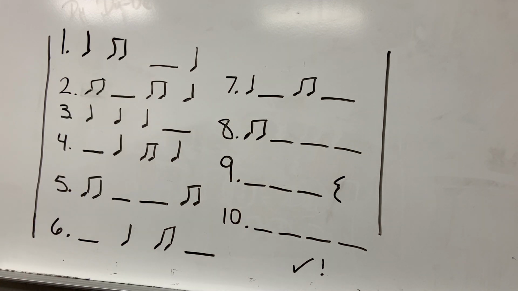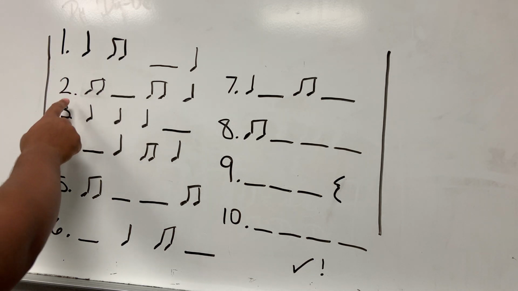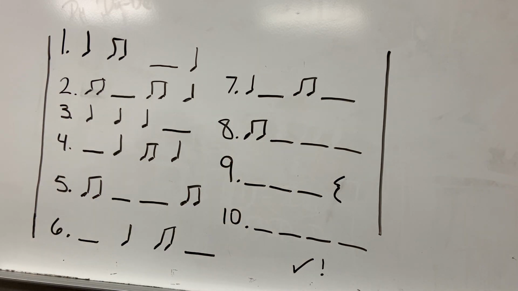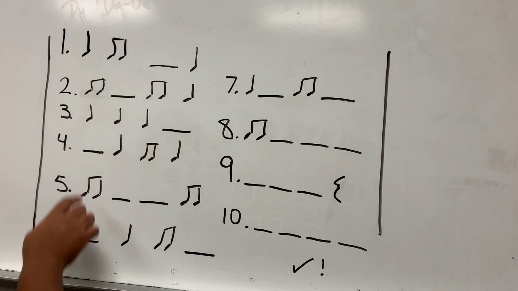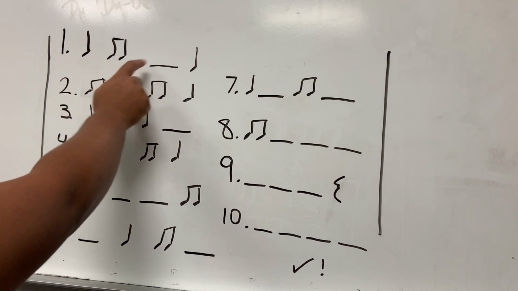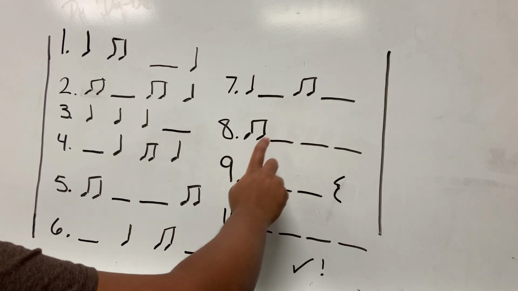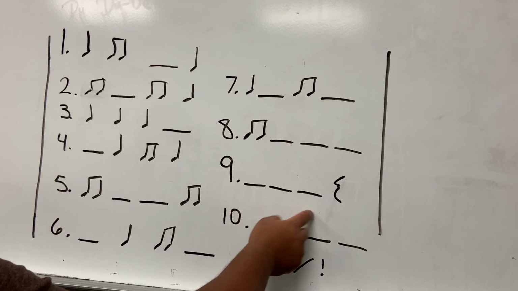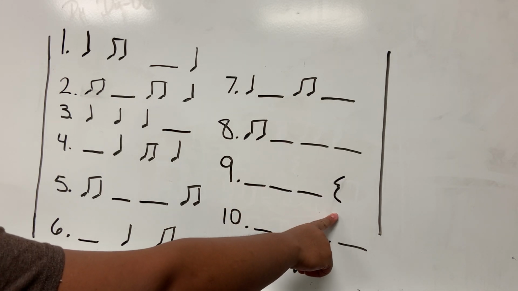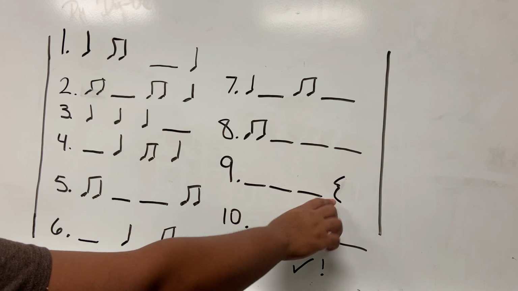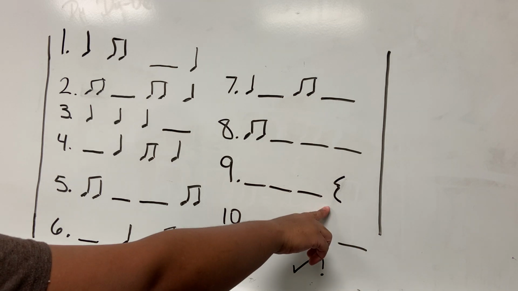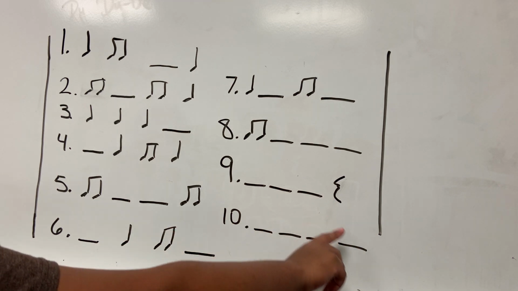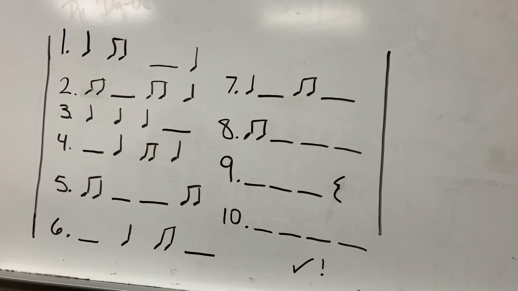As you can see, each number has four beats. 1, 2, 3, 4. All of these have four beats. Even the quarter rest we see here, that's still a beat. Remember, it's just a beat of silence. You don't say anything on the quarter rest. It's just simply a tap.